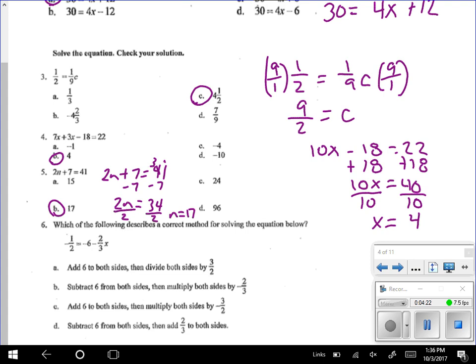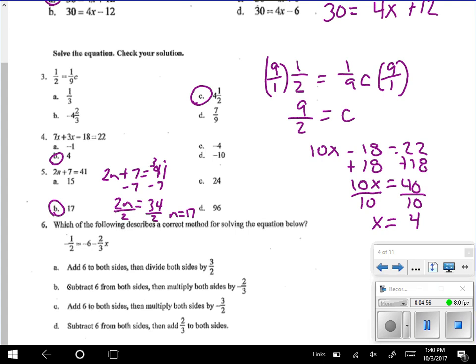It might be beneficial. Moving on to number 6, it says which of the following describes the correct method for solving the equation below? We don't necessarily have to solve for x here. It's just asking us which way or how we should do that. So what are our first steps, and then what should we do after that? So if we look at this, we have a negative 6, so that was what would work first. So we're looking for something that says add 6 to both sides, because that's the inverse of that negative.